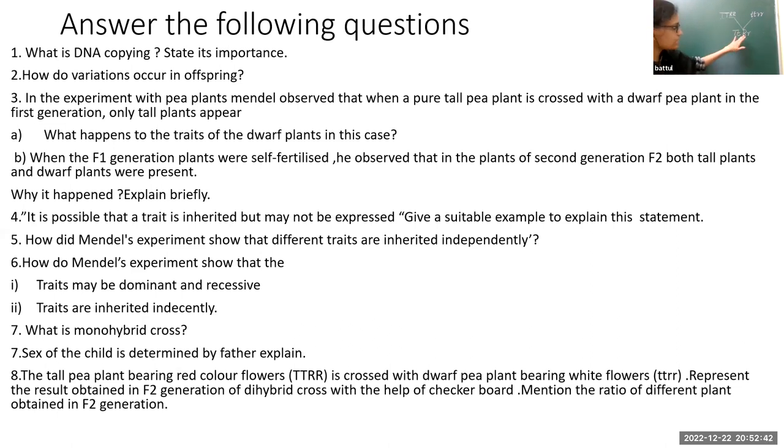Okay, next, this is what we call the F1 generation. When we finish all this F1 generation, what we will do is the Punnett square. We were asked the question you see over here: result obtained in F2 generation of dihybrid cross with the help of checkerboard. Yes or no? So when you get such a situation, I told you, cross the first with the third. First with the third. What is the gene? Capital T. Capital R. Capital R. Okay. Right. Next. First with the fourth.